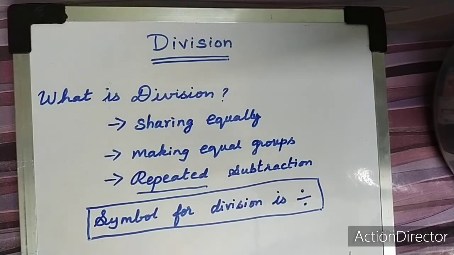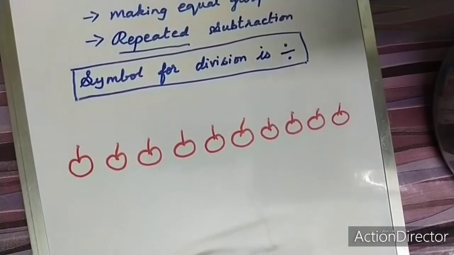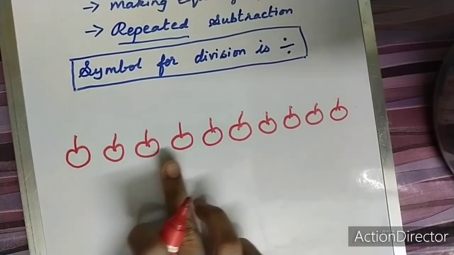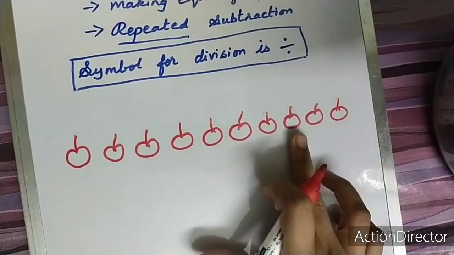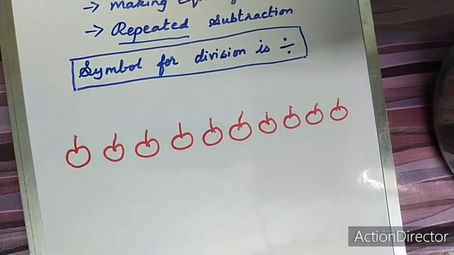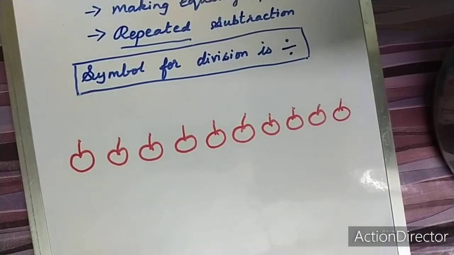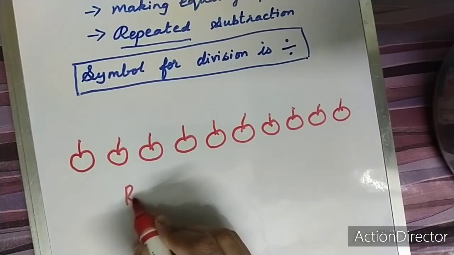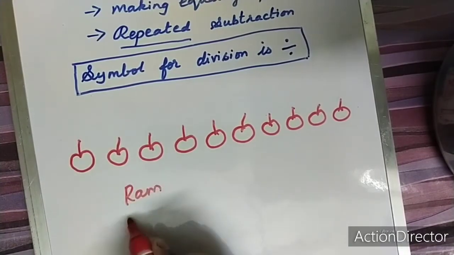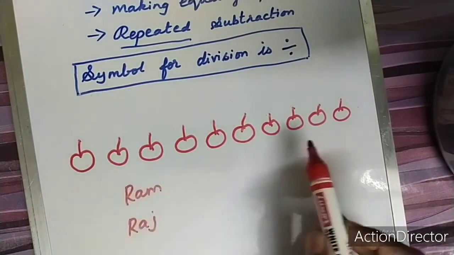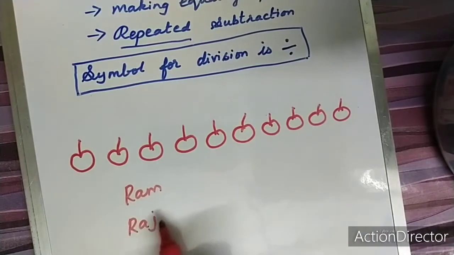Suppose I'm having 10 apples. Here are 10 apples: 1, 2, 3, 4, 5, 6, 7, 8, 9, 10. I'm going to share these 10 apples between two persons, one is Ram and another one is Raj. They both are friends. I'm going to share these 10 apples equally to both of them.